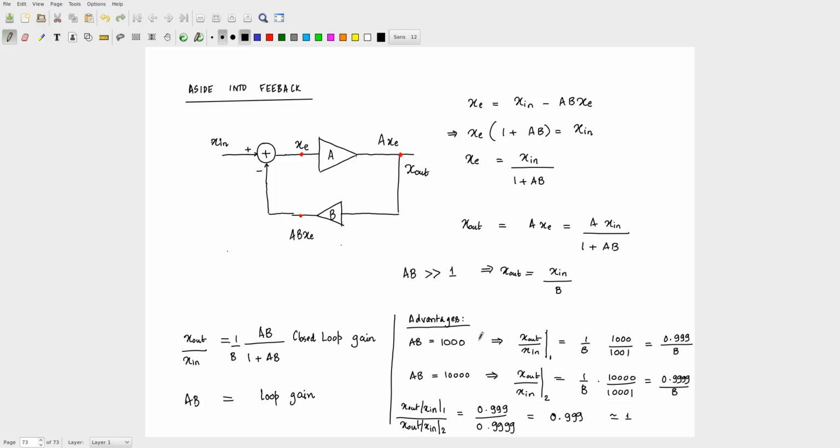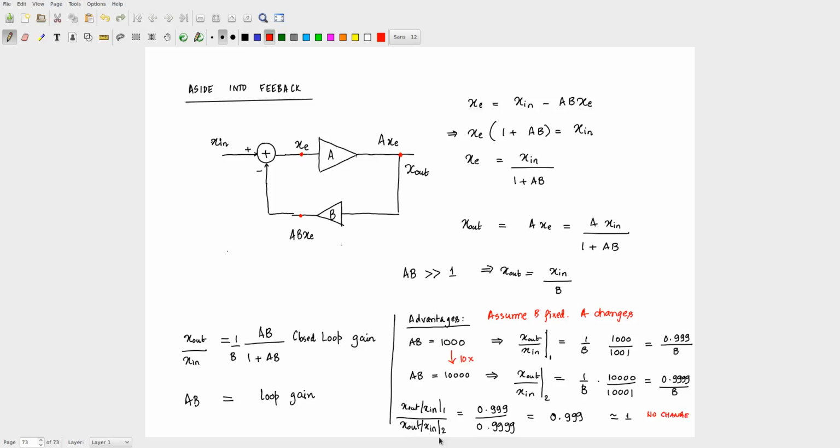But what is the change in your AB? So what is happening here? Assume B is fixed, A changes. For a change in A of 10x, what is the change in your X out by X in? No change. So this is feedback in operation.